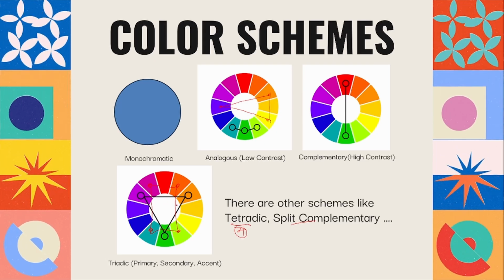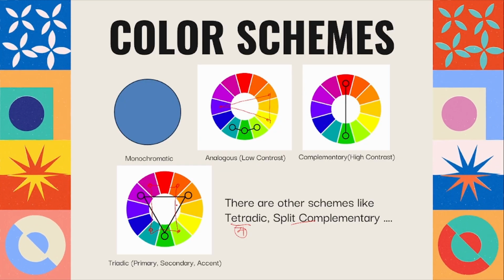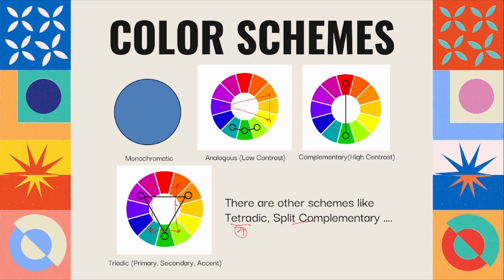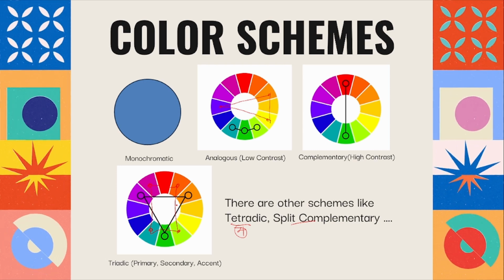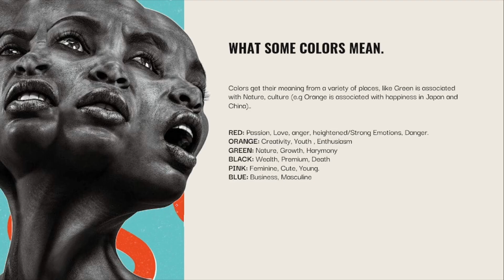So they are just knowledge you should have, maybe for bragging or argument's sake or for context, but it doesn't really matter in your design. I never think about this when I'm actually designing. Now this is the important part, like a very, very important part of color theory. What some colors mean. Now colors get their meaning from a variety of places.